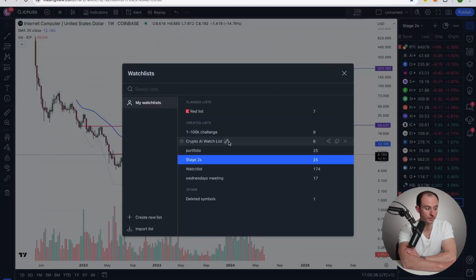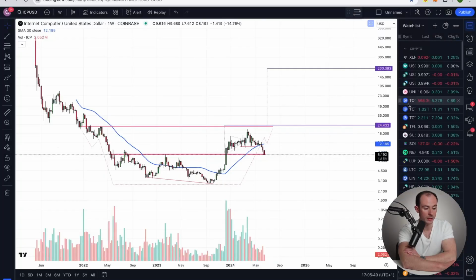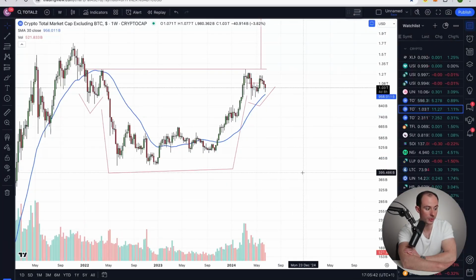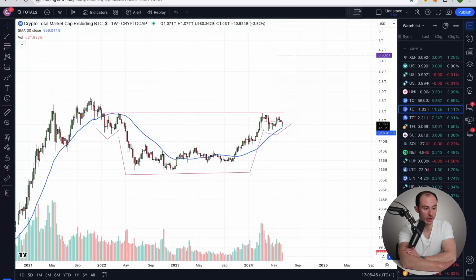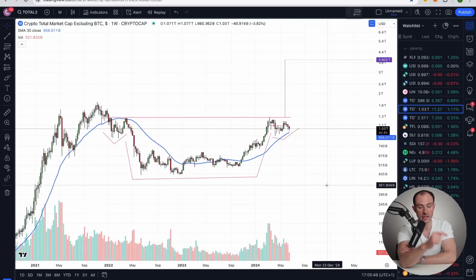And what I want to do now is just bring up the Total 2, which we believe is going to $3.8 trillion. It's currently at 1, so it's nearly a 4x. What's ICP, one of the most promising projects in the cryptocurrency space, going to be doing during that time period? Well, I would suggest it's going to be going up along with the rest of the market, potentially to more of a degree.